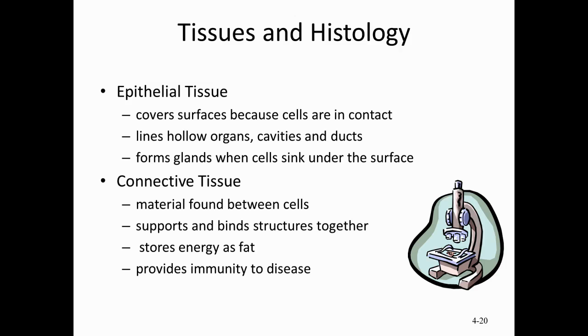Think about the tile on a floor. Those tiles butt right up against each other, and they form a nice surface, okay, to help protect what's below it. Epithelial tissue also lines hollow organs, cavities, and ducts. It also helps to form glands when the cells sink beneath the surface.